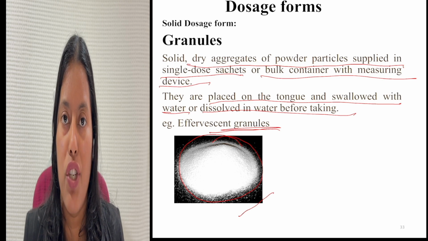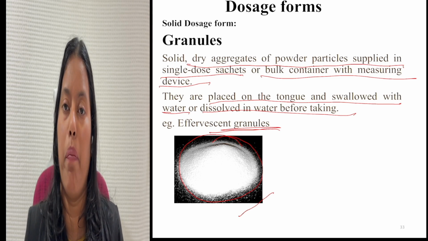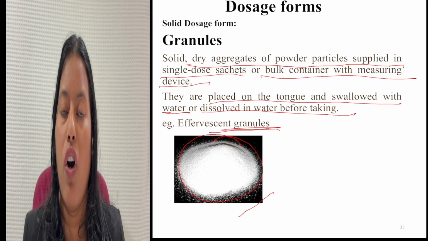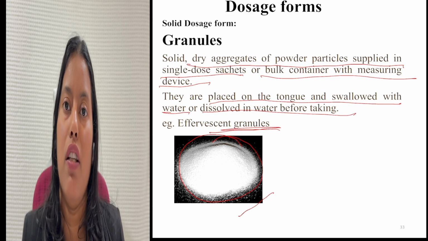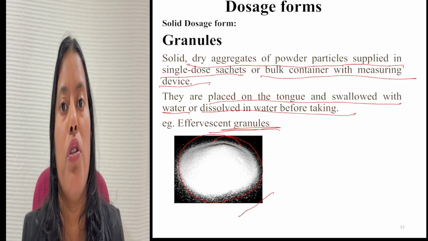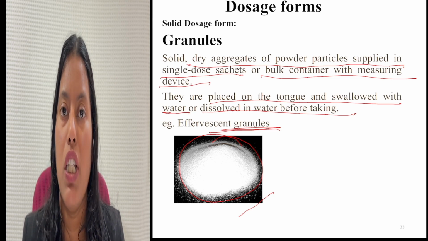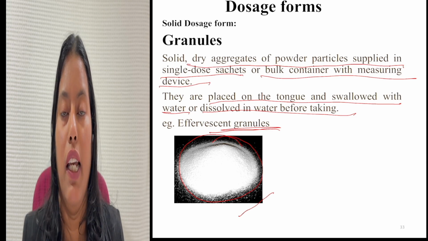On the labeling direction, you have to write the drug content of the granules, then the amount of granules you have supplied in that sachet or in that bulk container, then directions for administration of the granules you have to mention on the label, and the storage temperature or storage condition you have to mention on the label.